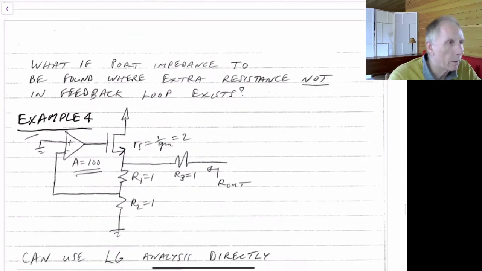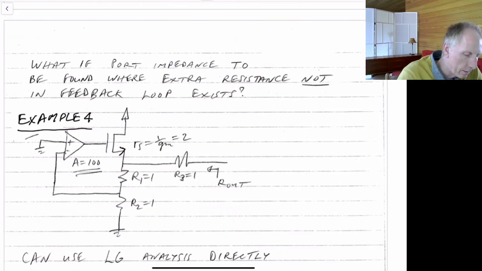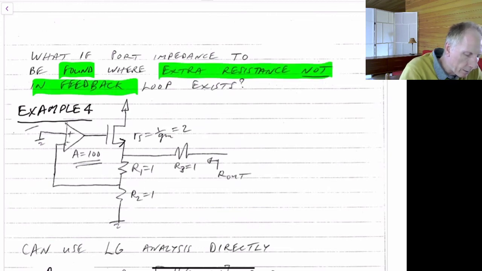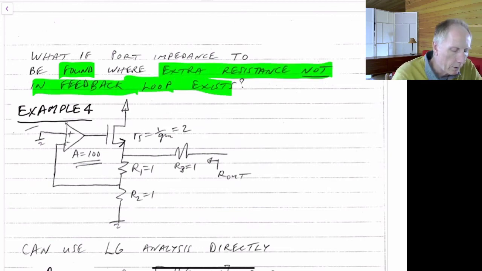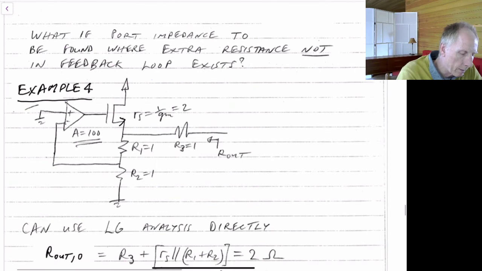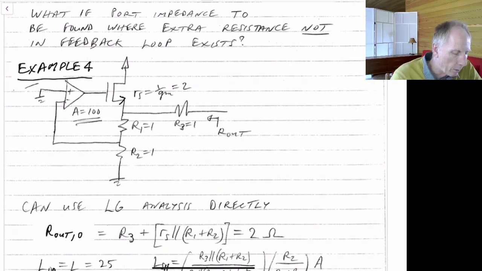Now, that said, what if our port impedance that we're trying to find has some extra resistance that's not in the feedback loop? So how should we deal with that? Let's say that we have this example here. This looks very similar to what we had before, but we've added in this resistor, R3, equal to 1 ohm. We want to find the port impedance looking here.